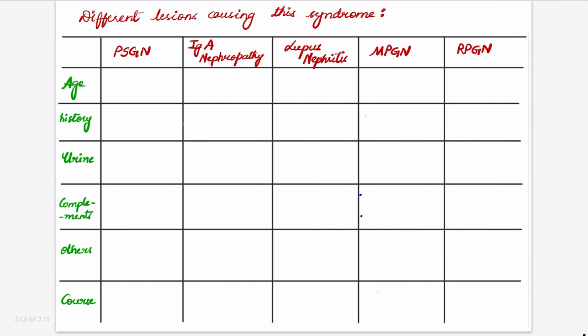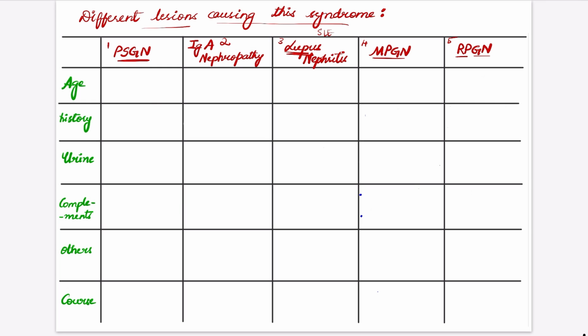Coming to the last question, different lesions causing this syndrome. So this syndrome is nephritic syndrome. Under nephritic syndrome, many diseases are present, like firstly post-streptococcal glomerulonephritis, IgA nephropathy, lupus nephritis, which is the renal manifestation of systemic lupus erythematosus, fourth membranoproliferative glomerulonephritis, fifth rapidly progressive glomerulonephritis. Let us see one by one.